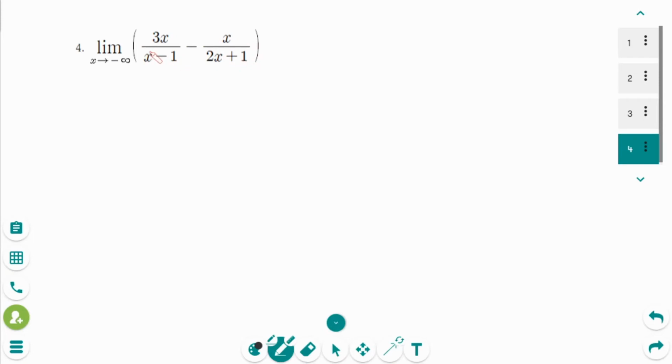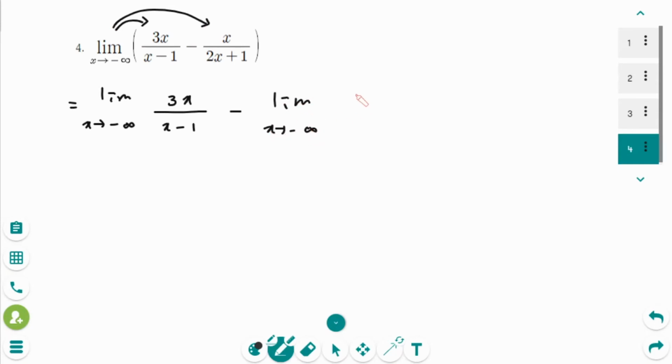This one is next question. Don't make single fraction. You must first expand like this. And then second one. See that each expansion shows the infinity over infinity form, like this. And then let's use the shortcut.